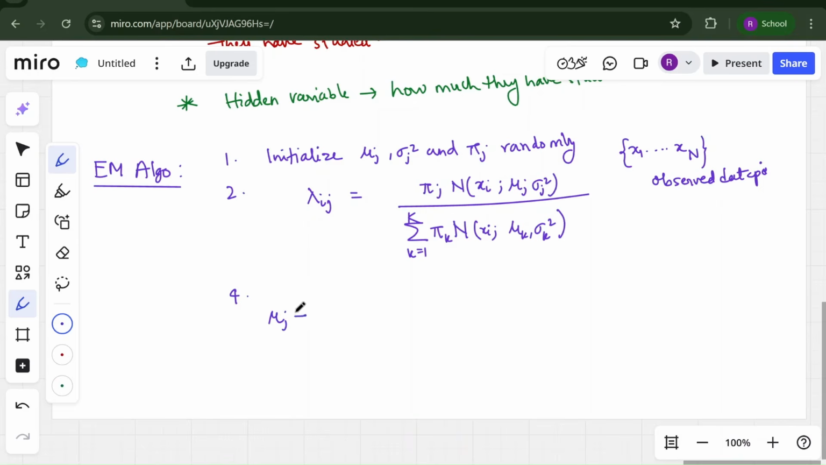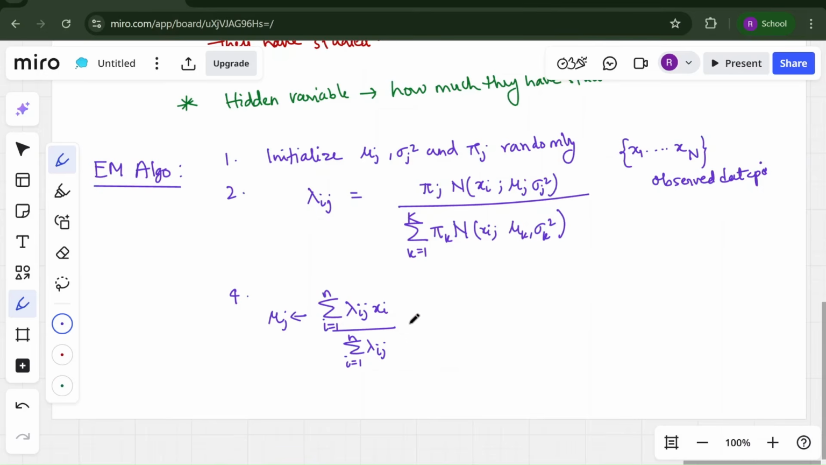My new mu j is nothing but the average of my data points, but not just a simple average, the weighted average where the weights are lambda ij. Here remember the sum is over i running from 1 to n. Because you have a j on the left hand side, on the right hand side also you must have a j, so the i should go out. That's why you're summing over i.